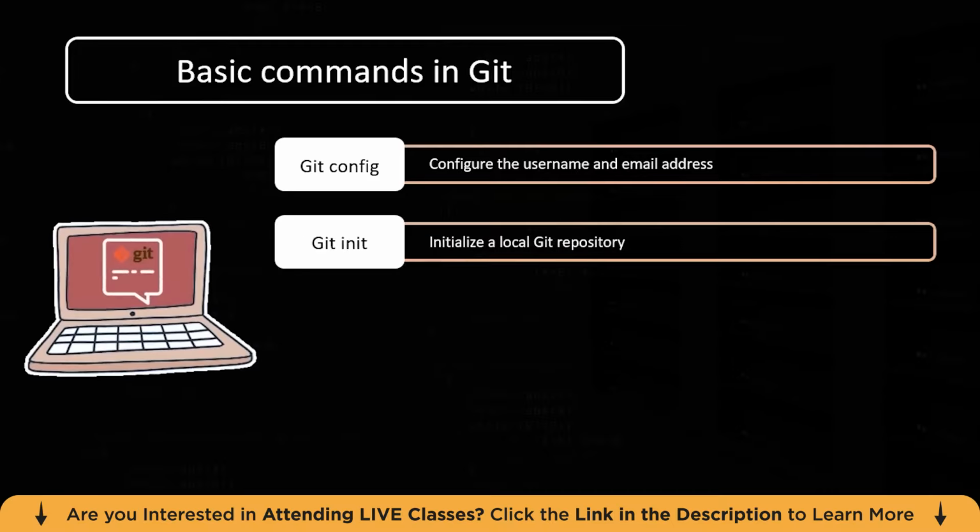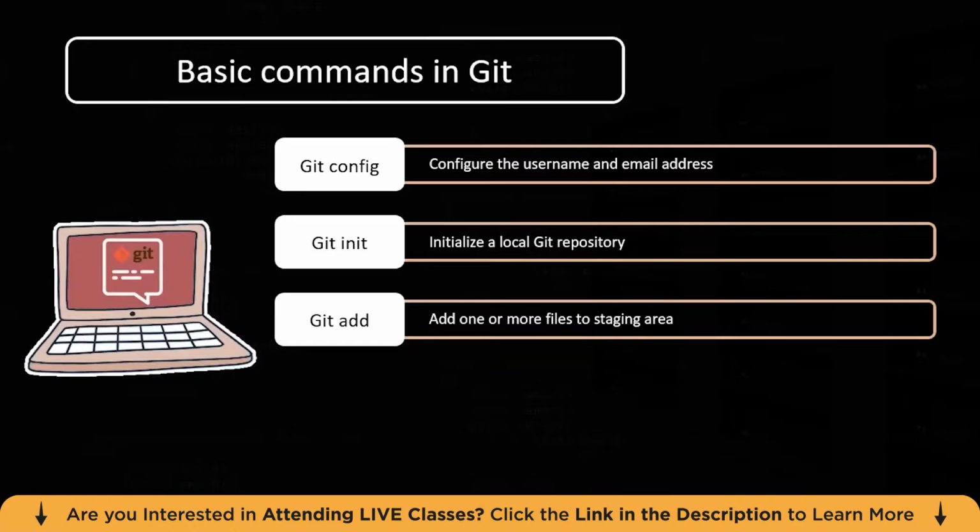Now, if you want to initialize a local repository, where you're not working on a remote repository, you can use the git init command in a specific folder, so that you can convert a simple folder into a full-fledged Git version control repository. The init command is used to initialize a local empty Git repository.